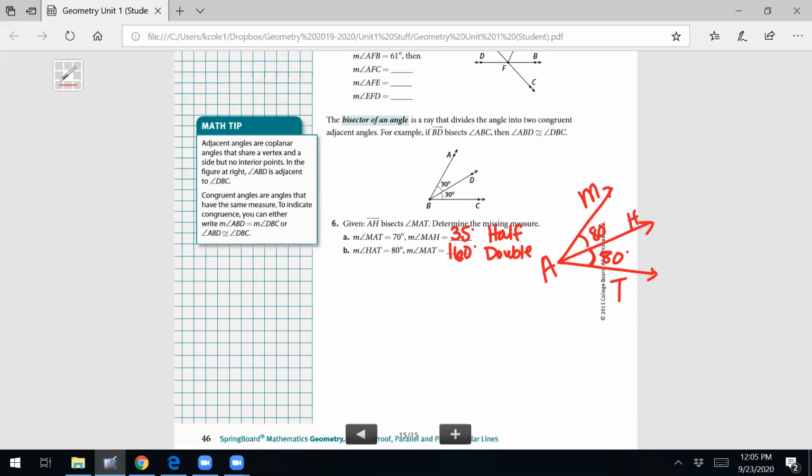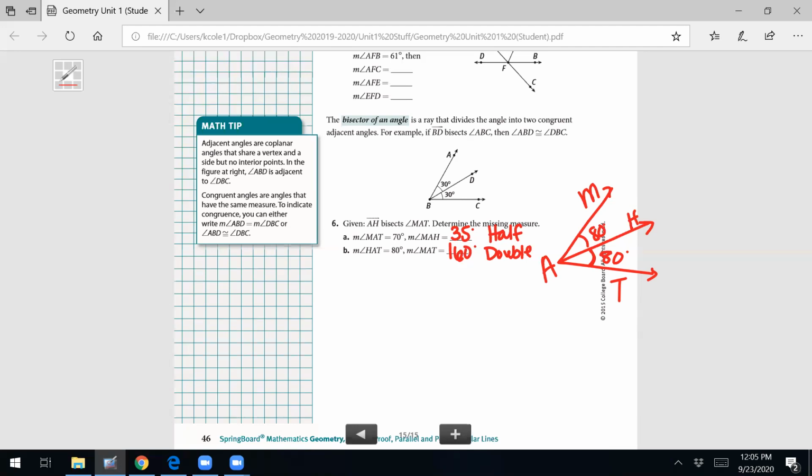These little math tips I've been skipping, but they are good. This one says adjacent angles are coplanar angles that share a vertex and the side, but no interior points. In the figure at the right here, ABD is adjacent to DBC. Okay, so those are adjacent angles.